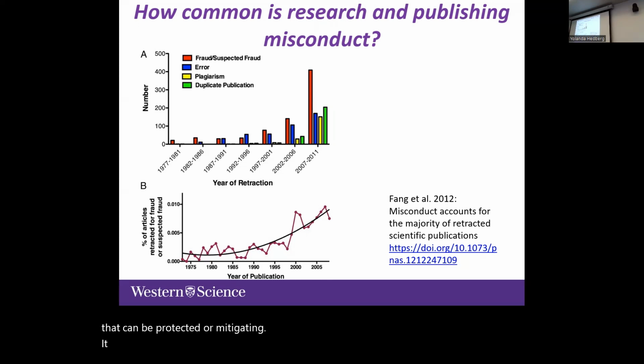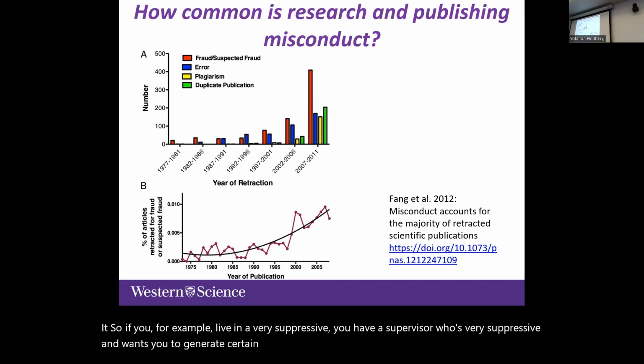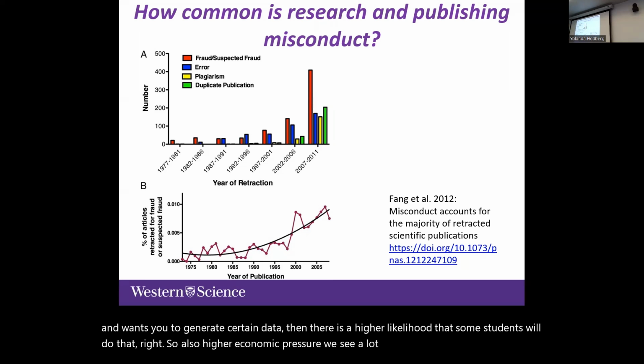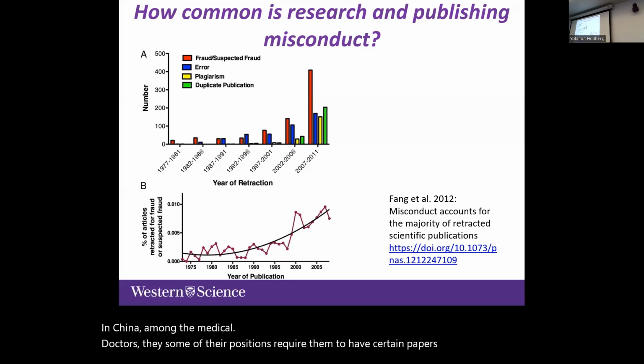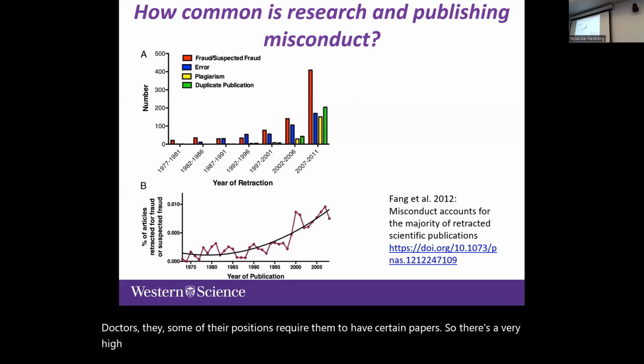So if you, for example, have a supervisor who is very suppressive and wants you to generate certain data, then there is a higher likelihood that some students will do that, right? Also higher economic pressure. We see a lot of this in China, among the medical doctors, some of whose positions require them to have certain papers. So there's a very high incidence of them paying someone to write a paper, right? So these kinds of ethical breaches are organization made, because the system is like that.